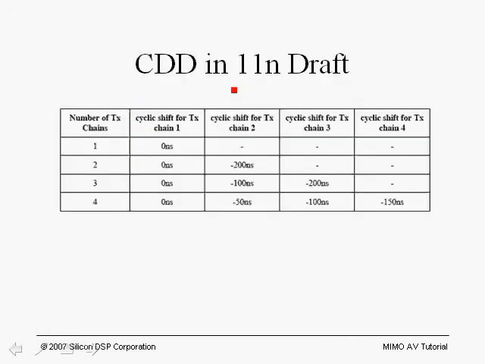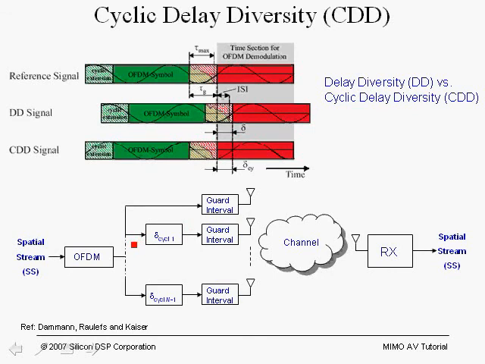Here's a table from the 11n draft, and let's spend some time on it. First of all, we're showing the number of TX chains. If the number of TX chains is equal to 1, then the cyclic shift for the first transmit chain is 0 nanoseconds, and of course we don't have any other chains. When we add another chain, for example a 2x2 system, the number of transmit chains is equal to 2. In the first chain we have 0 cyclic delay, 0 nanoseconds. In the second transmit chain, we add a minus 200 nanosecond cyclic shift. So in this case, the cyclic delay here is minus 200 nanoseconds.